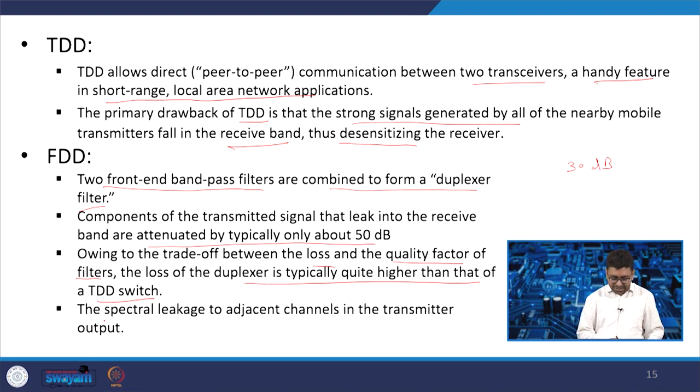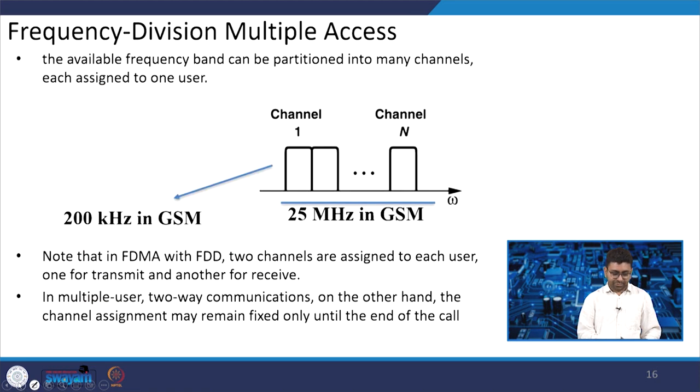There is also a possibility of spectral leakage to the adjacent channel in the transmitter output, and I have already told how the leakage happens. This duplexing is widely used in current mobile communication also. All the communication is using TDD and FDD.